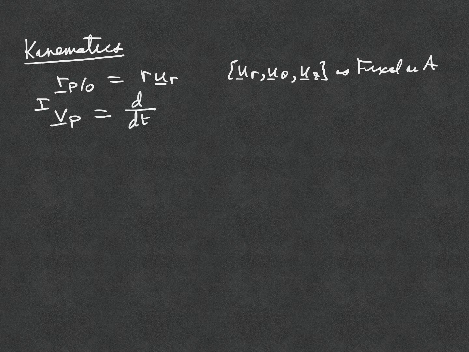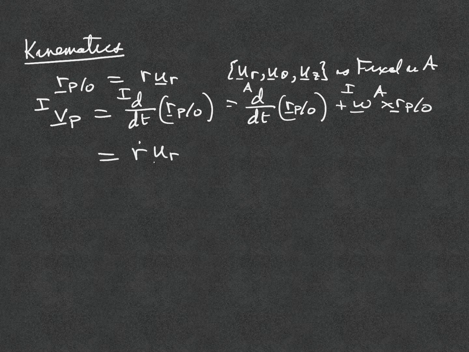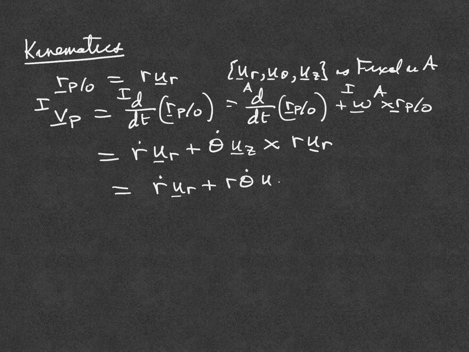Well, that's the rate of change in the inertial frame of the position of P relative to O, which is equal to the rate of change in A of the position of P relative to O, plus the angular velocity of A and I crossed with the position of P relative to O. Now, going through the kinematics at this step, d dt in A of the position of P relative to O is equal to r dot UR, because UR is fixed in A. The angular velocity of A in I is theta dot UZ crossed with r UR. So this gives a velocity, as viewed by an observer in the inertial frame, of point P of r dot UR plus r theta dot U theta.